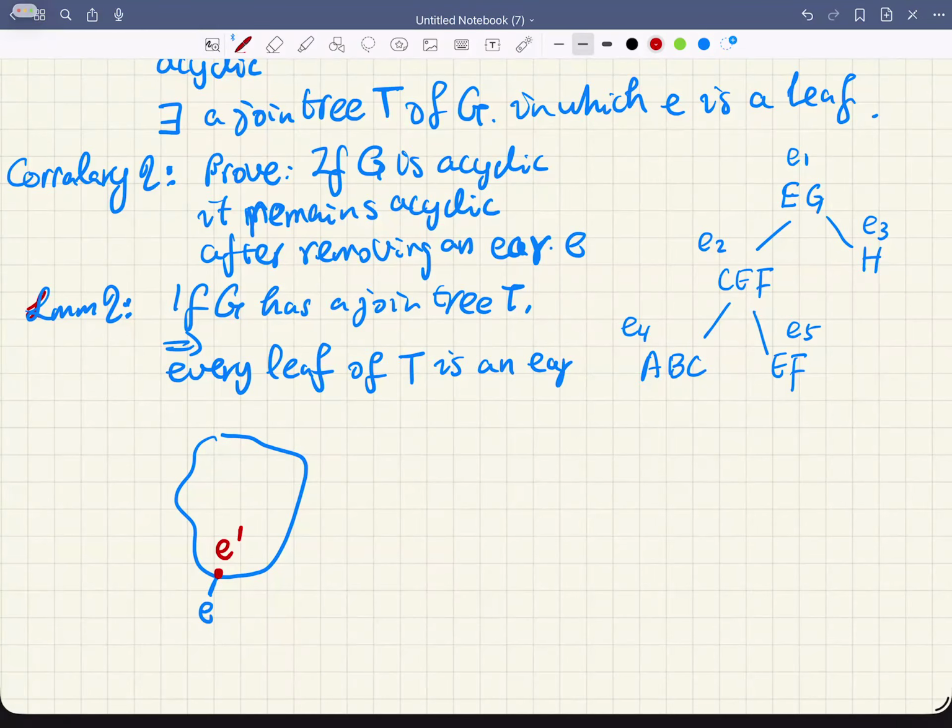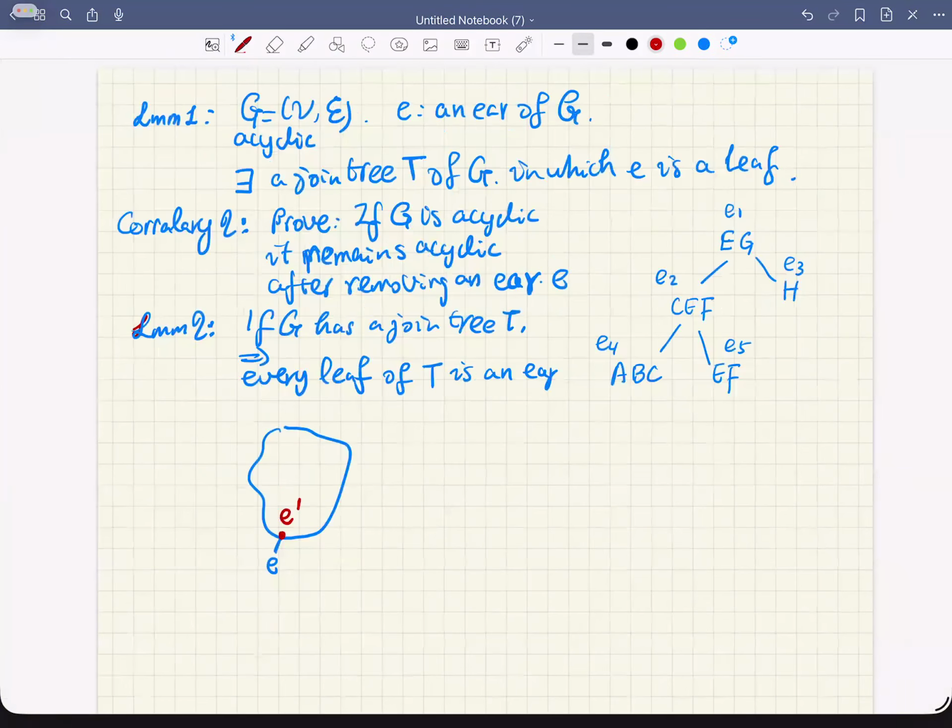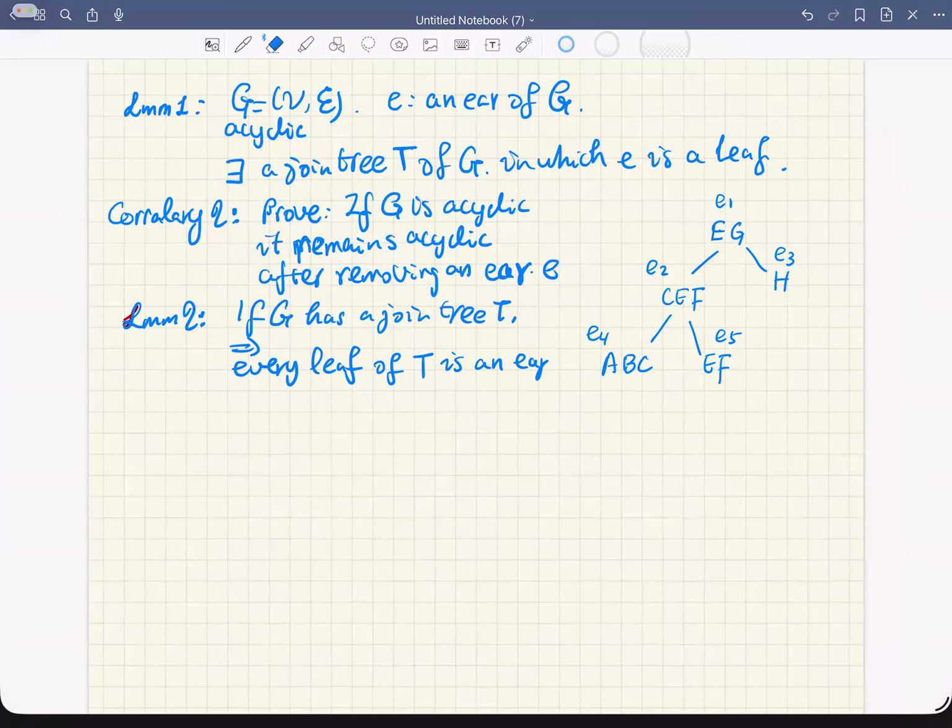Okay, good. So these three are the three fundamental results I want you to know about ears. And then with this we can prove the correctness of GYO. All right. Next, let's prove the correctness. I owe you the proof of lemma 1. I will leave that to the end, maybe after the seminar.